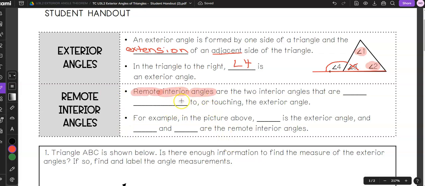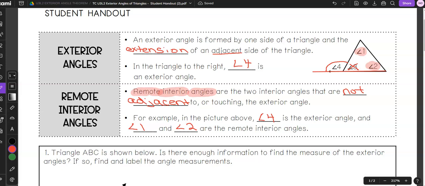All right, cool. Remote interior angles are two interior angles that are not what we call adjacent. Now the word adjacent just means beside, okay? So it doesn't touch the exterior angle. So angle 3 is not a remote interior angle. Angles 1 and 2 are remote interior angles. For example, in the picture above, angle 4 is the exterior angle, and angles 1 and 2 are the remote interior angles. Okay.